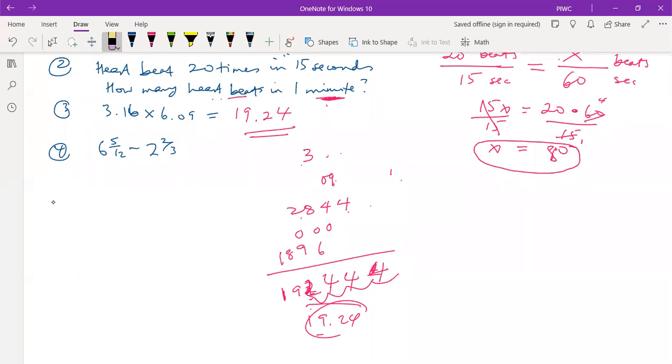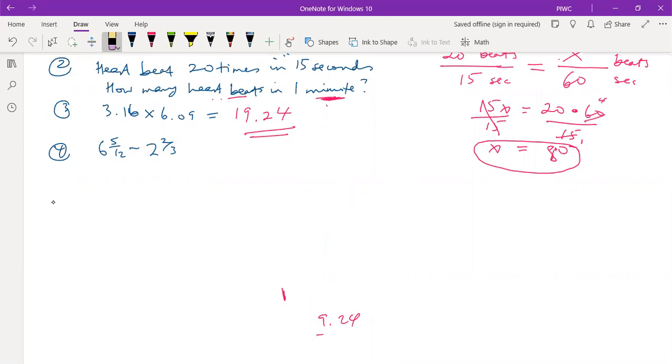All right, so we have to check well. All right, so number 4. Number 4 is just fractions. So we're going to use that question to review fractions.